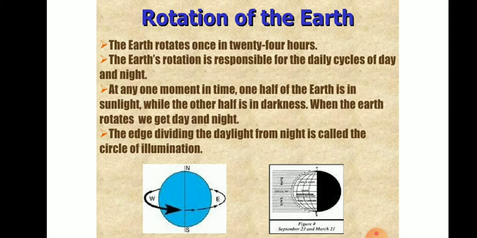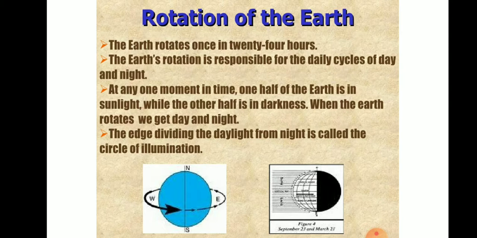At any moment in time, one half of the art is in sunlight while the other half is in darkness, because all parts of the art cannot receive sun's heat as it is spherical in shape. When the art rotates, we get day. When the art rotates, then we get day and night.